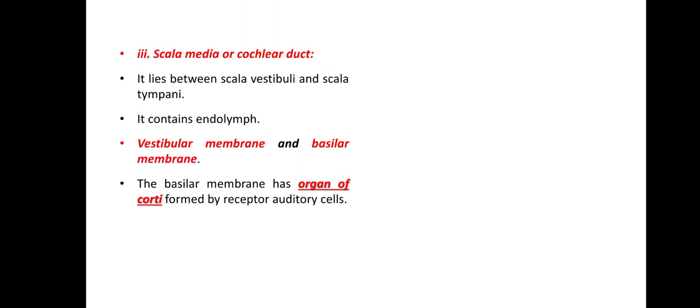It contains endolymph. The scala media or cochlear duct is separated from the scala vestibuli by the vestibular membrane, also known as Reissner's membrane, while the scala media and scala tympani are separated by the basilar membrane. The basilar membrane has the organ of Corti formed by receptor auditory cells.